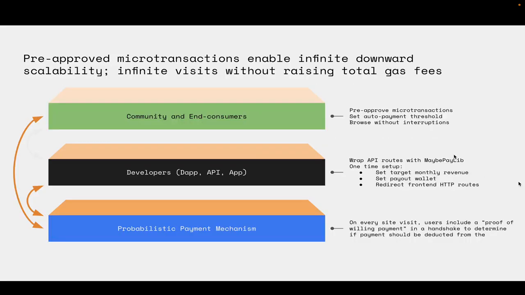And in order to set this up, there were a few things that are prerequisite. The first is from the end user side, you have to have a wallet and fund it into the MaybePay wallet. On the developer side, you have to actually take the time to set up the routes and to set those thresholds that you saw earlier. So target monthly revenue, for example. And then the MaybePay smart contract will handle all of it after that.